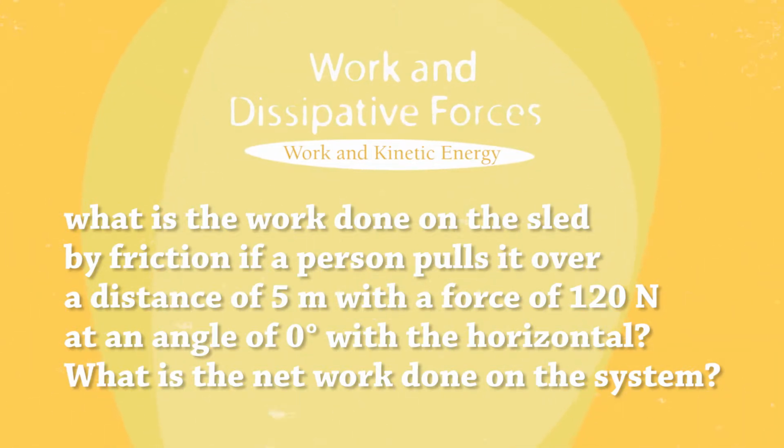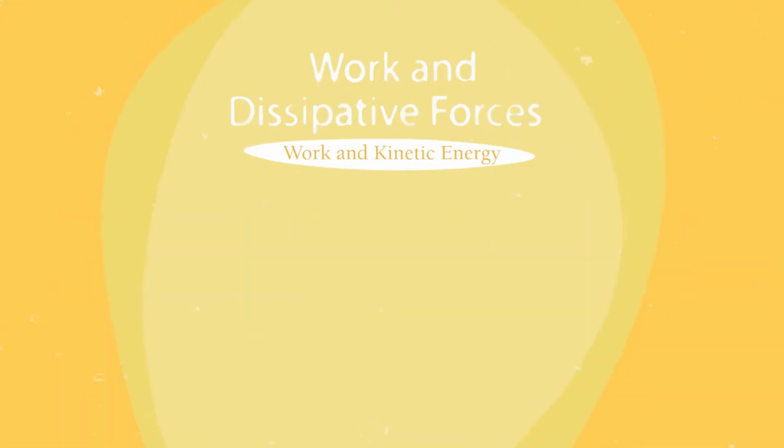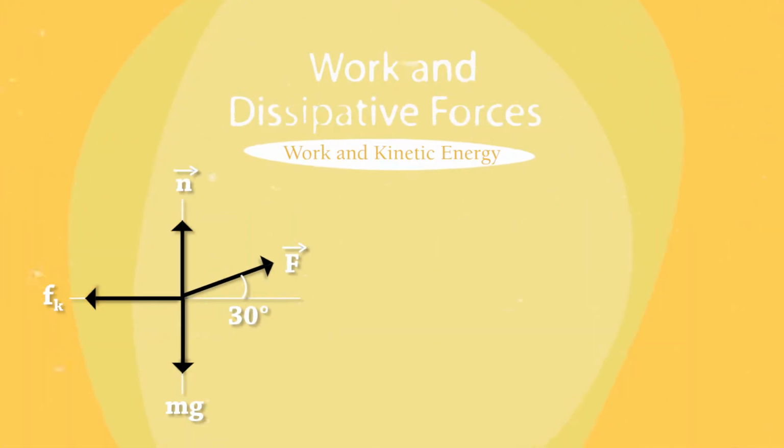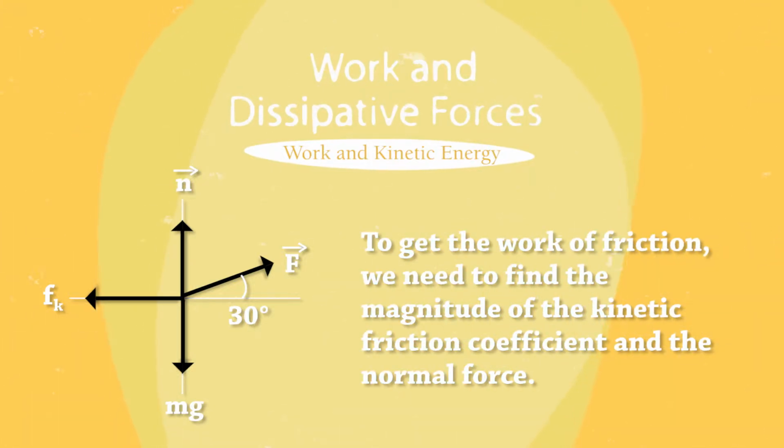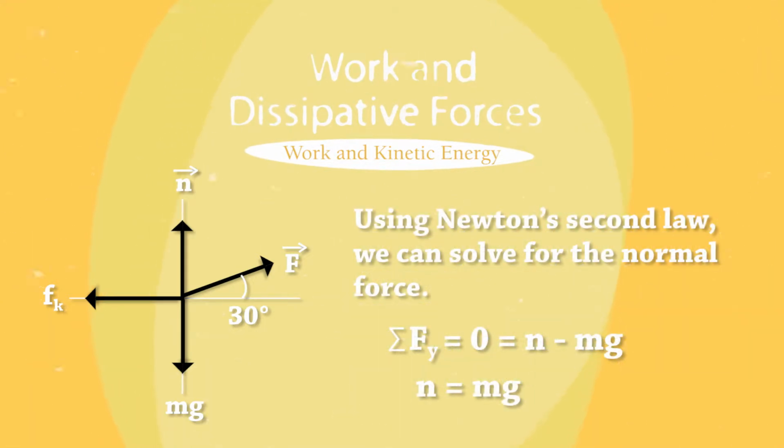Let us draw a free body diagram for this problem. In this diagram, we would see that to get the work of friction, we need to find the magnitude of the kinetic friction, the coefficient, and the normal force. Using Newton's second law, we can solve for the normal force. Summation of forces in y is equal to 0, which is equal to N minus mg.